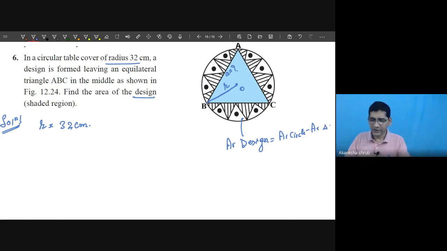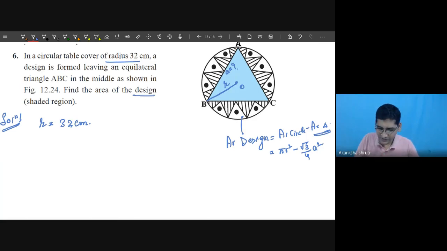But for calculating the area of the circle, the radius is known, but for the area of the triangle, the side length is not known. So first we need to calculate the side length, A. So it is pi r square minus, since it is equilateral, root 3 by 4 A square. We need to first calculate A. Calculating A is very easy. Students, you can apply trigonometry to get it. Or even you can apply the Pythagoras theorem also.